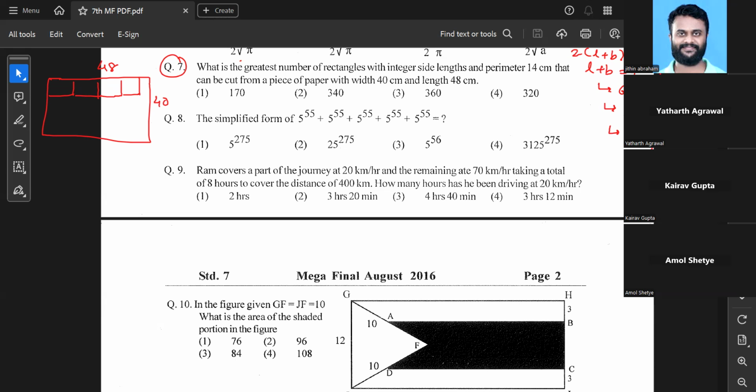Now for the area, logically speaking, if this was the condition, then the area would have become 6 into 1, that is 6. I hope it's clear. The area of the rectangle. Yes, sir.